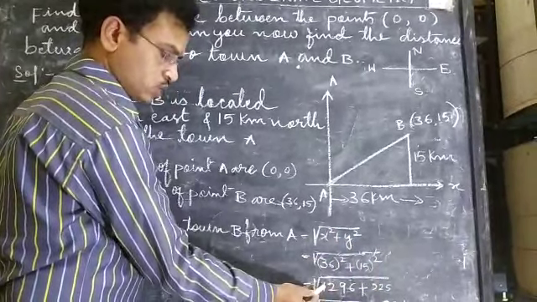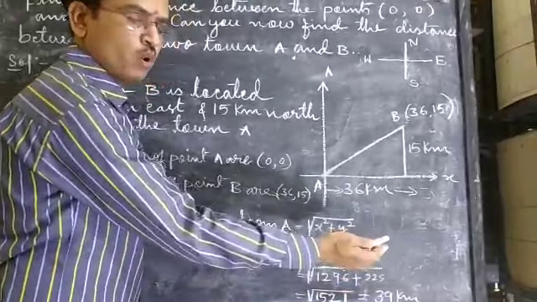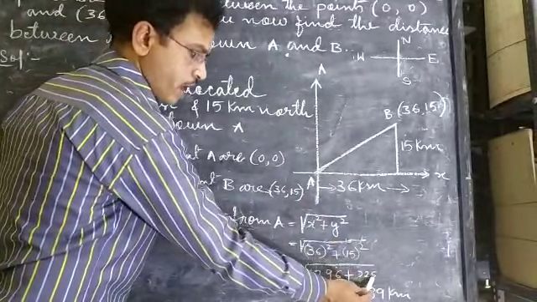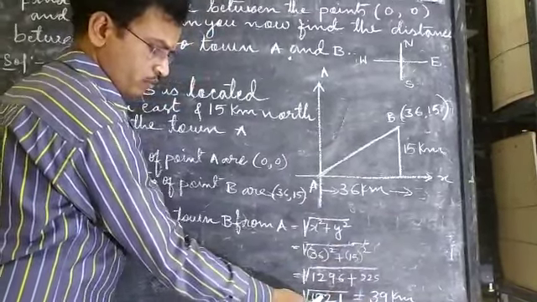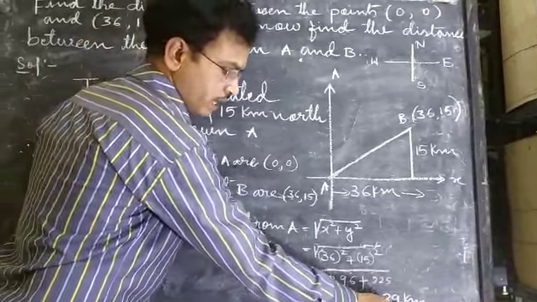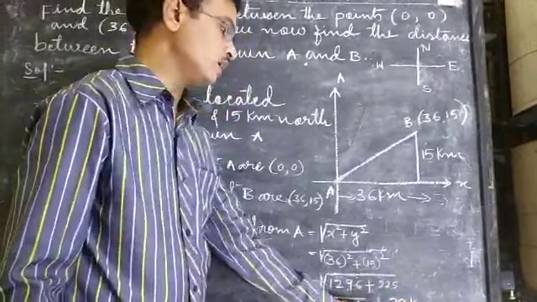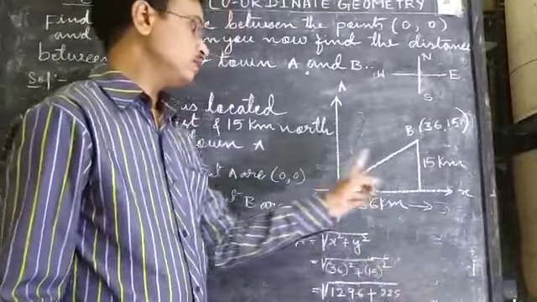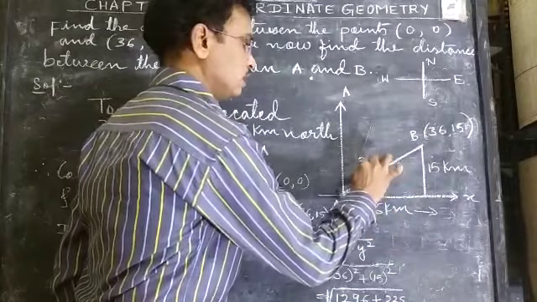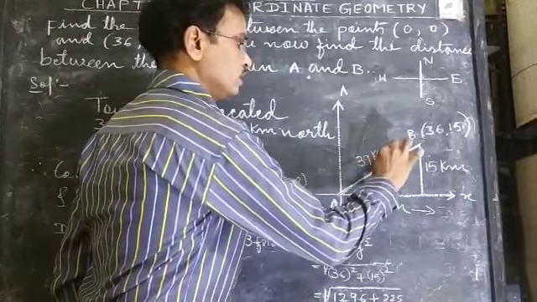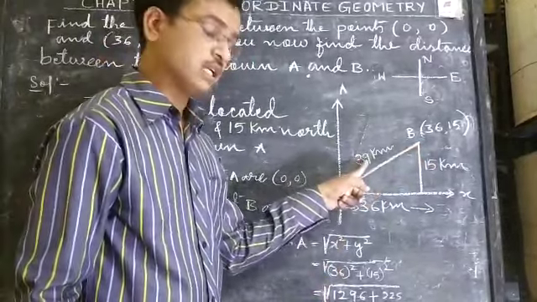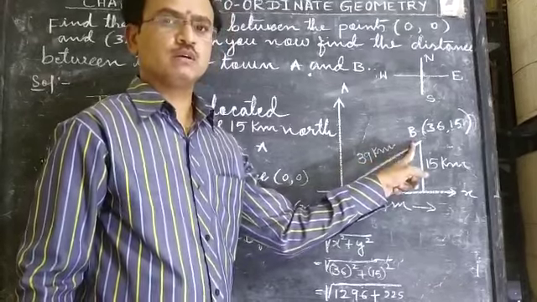36 whole square, the answer is 1296, which we already did previously. Then 15 square is 225. Add these two, the answer is 1521. Square root of 1521 is equal to 39. So you should write the units, so it becomes 39 kilometers. That means the distance between town A and town B is 39 kilometers. The distance between these two towns is 39 kilometers. Okay, thank you.